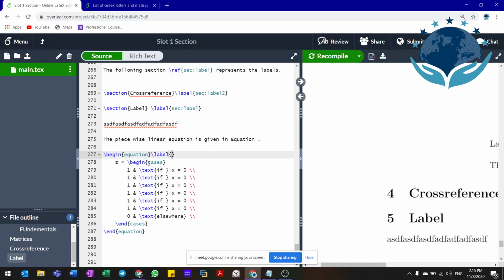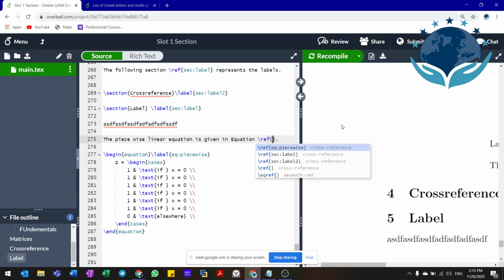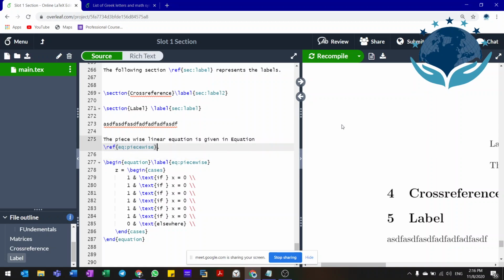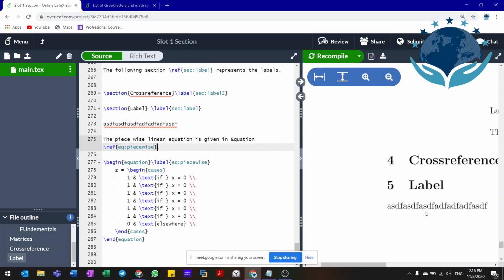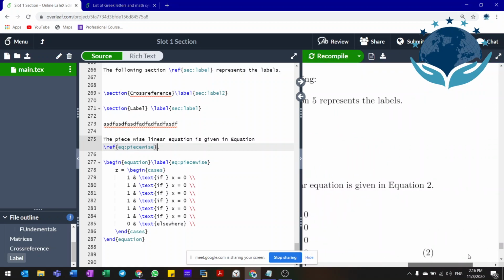In this label for the equation, as I already told, for the section it should start with SEC. It is not mandatory, I am giving a nomenclature. This is a standard structure usually followed in LaTeX. So EQ followed by the colon. Let's say this is for the piecewise function. Now I have to cross reference, so using the ref function, for the equation I have to use eq followed by piecewise, since it has been given as piecewise.